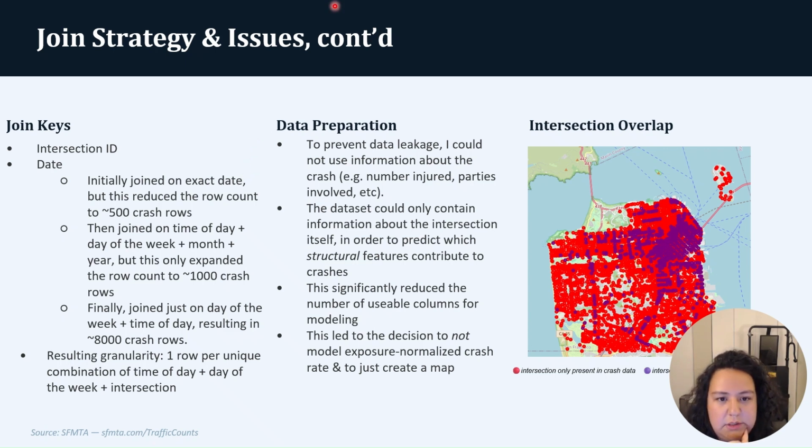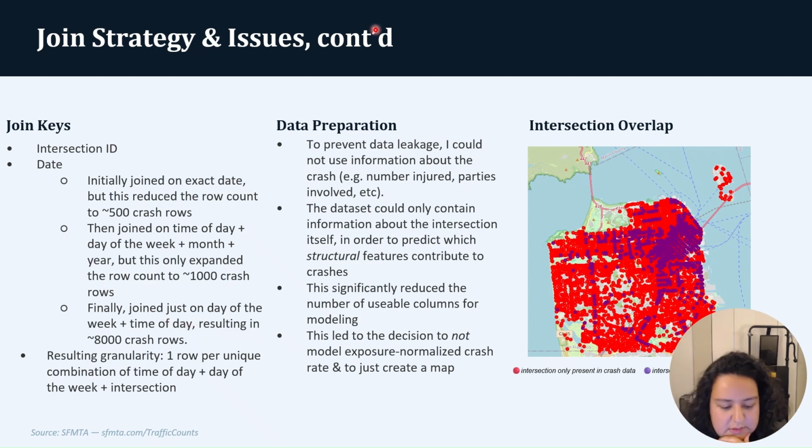Then I joined on time of day plus day of the week plus month plus year. So not on specific day, but on day of the week, essentially, constrained within the same month and year, which expanded it to 1,000 rows. And finally, I tried joining on day of the week and time of day, which produced around 8,000 rows.